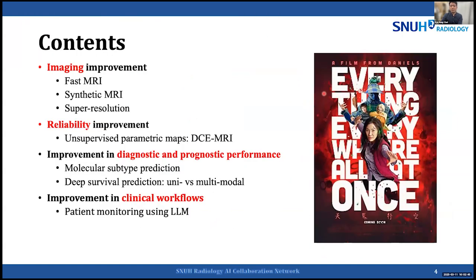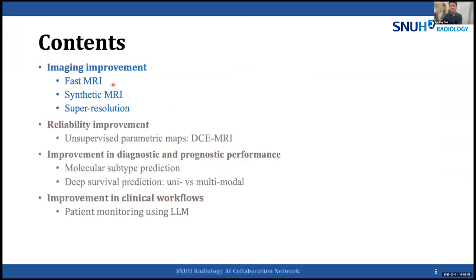Likewise, in the field of glioma imaging, deep learning has been deeply integrated in everything everywhere. They're improving the imaging itself and reliability, diagnostic and prognostic performance, and also clinical workflows. Let's start with the imaging improvement. We have three topics: fast MRI, synthetic MRI, and super resolution.